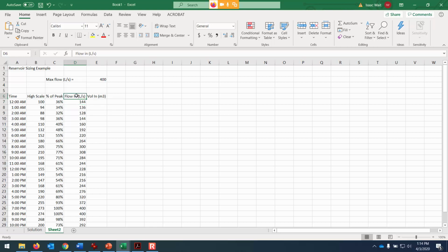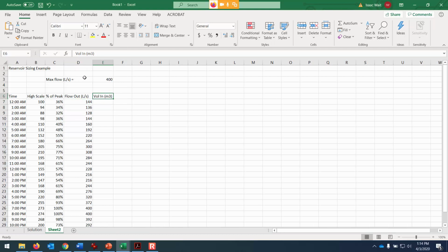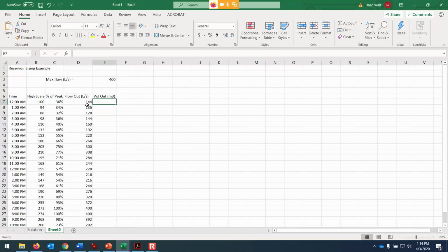I'm sorry, I've mislabeled that. That's a flow out because that's based on the demand. I apologize. This max flow of 400 liters per second is how much the town is using. That's their flow out. All right. Flow out and volume out.